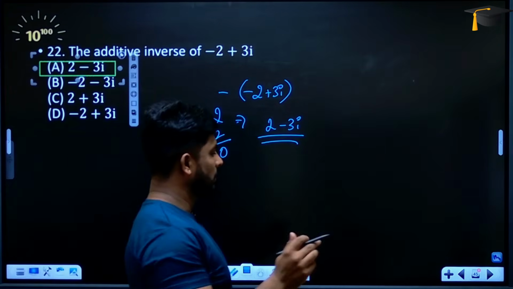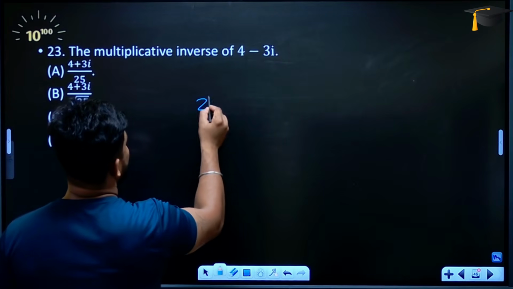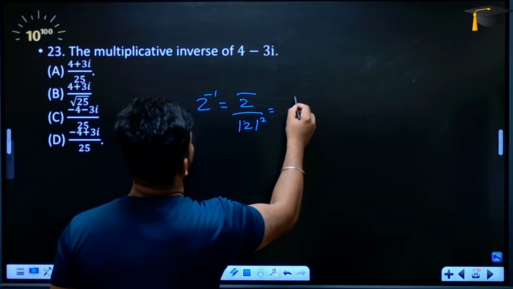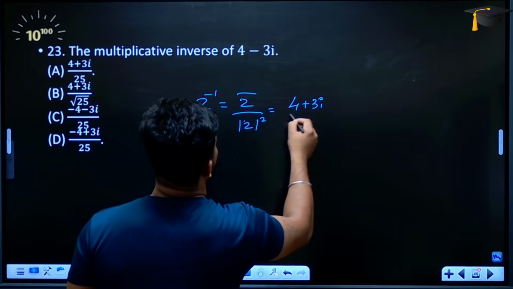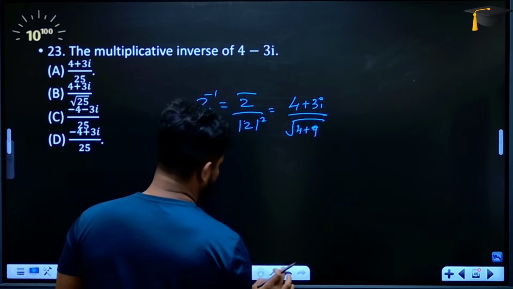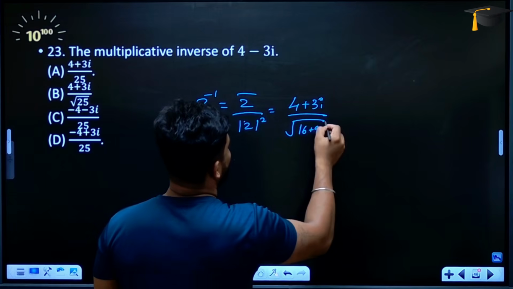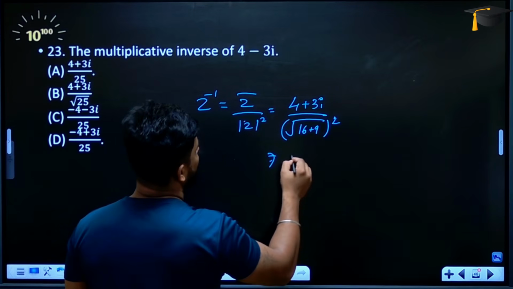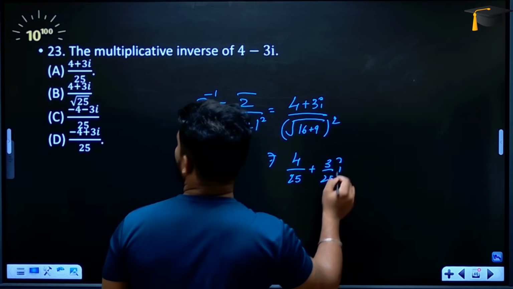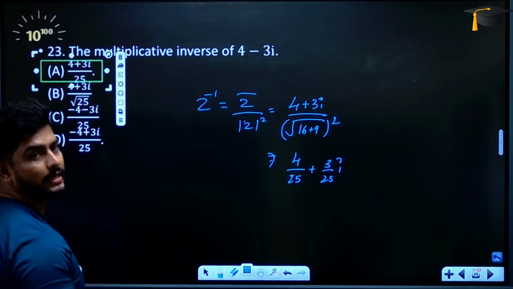Okay, additive inverse. Next. Okay, multiplicative inverse of this. Multiplicative inverse is z inverse is equal to z bar divided by mod z the whole square. So z bar is 4 plus 3i, correct? Divided by square root of 4 plus 9. No, square root of 16, right? So 4 square. So 16 plus 9 the whole square. So 4/25 plus 3/25 i. So 4/25 plus 3/25 i, yeah, option A is the right answer. Okay.